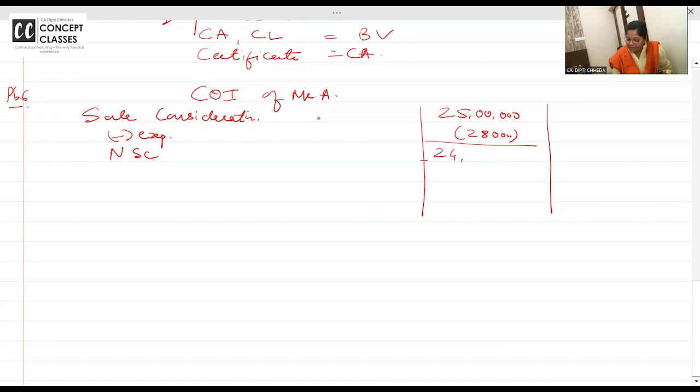24 lakh. How much is this coming? Is it correct? 24 lakh 22,000. Less, what will you take as cost of acquisition? Net worth. Ma'am, how to calculate net worth? Working note 1.